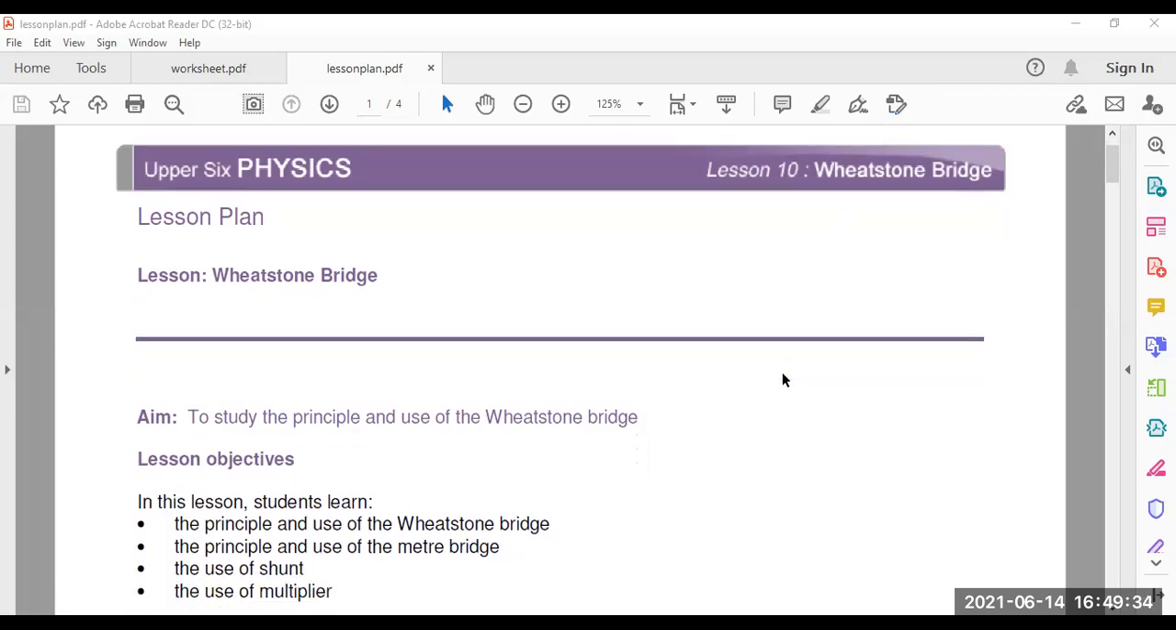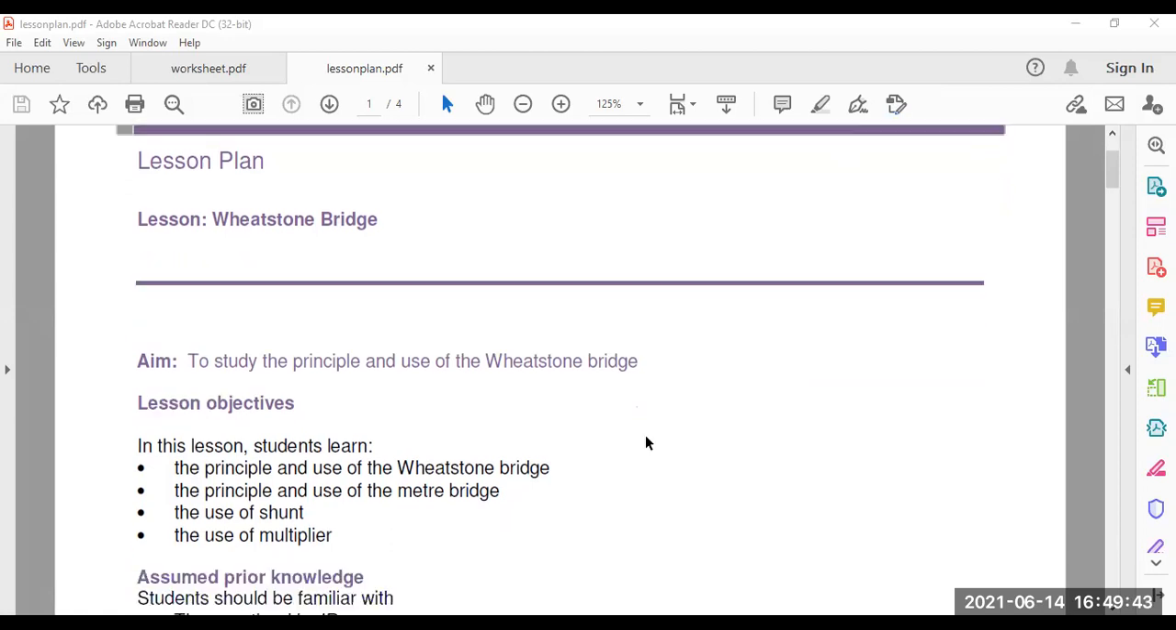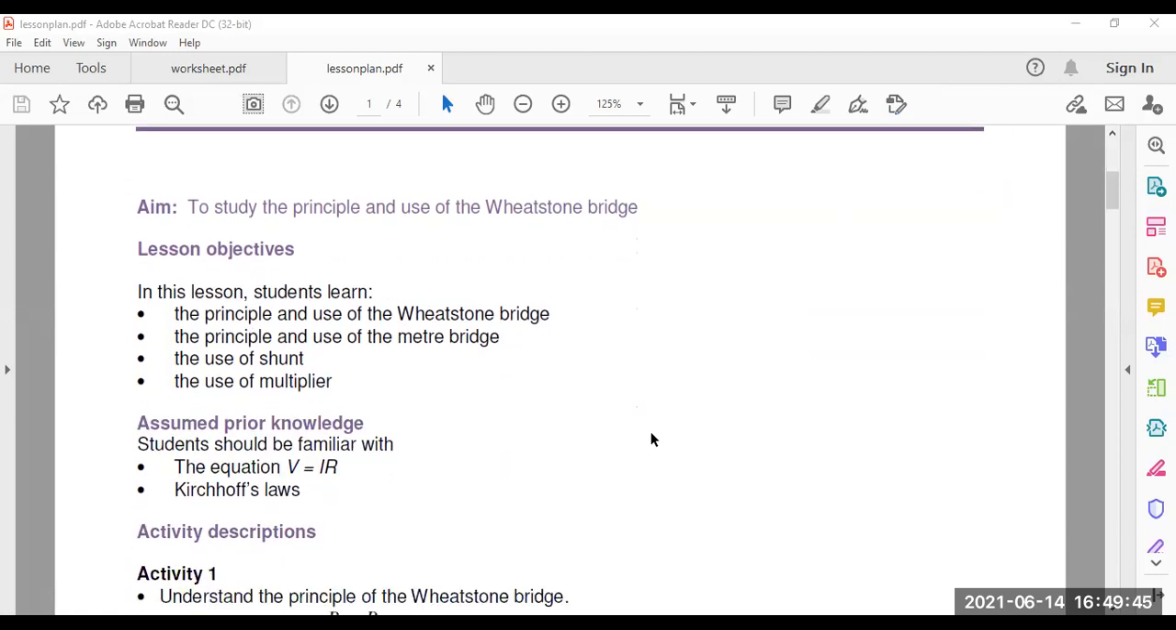Ladies and gentlemen, the aim of this study is to study the principle and use of the Wheatstone bridge. Lesson objective: in this lesson, students learn the principle and use of the Wheatstone bridge. Objective 2, the principle and use of the meter bridge. Objective 3, the use of shunt. And objective 4, the use of multiplier.